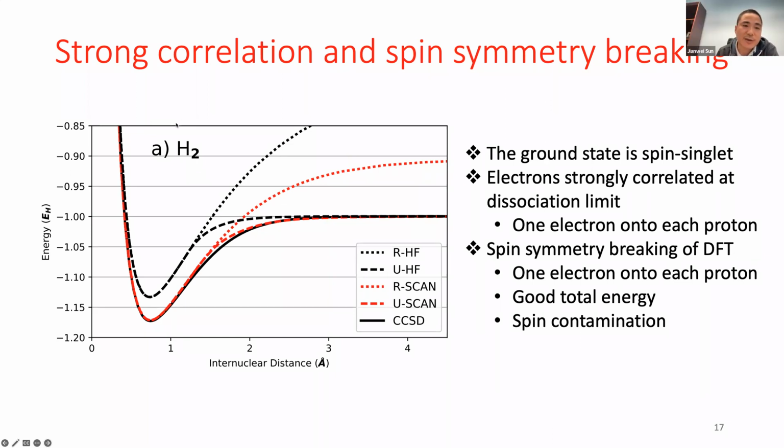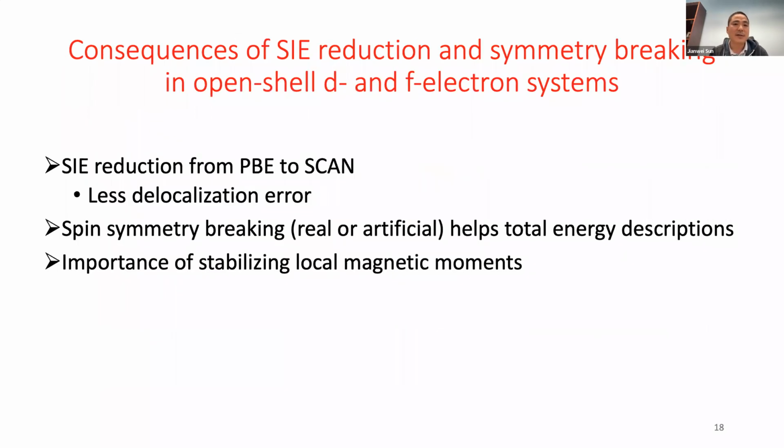So good total energy. If you connect to the earlier slide I showed on the relation between the total energy and the band gaps, this means that if the system has spin symmetry breaking, in nature or artificially, then your band gap predictions should be much improved, right, if you allow spin symmetry breaking. So now, here is the consequence of self-interaction reduction and symmetry breaking in open shell d and f electron systems.